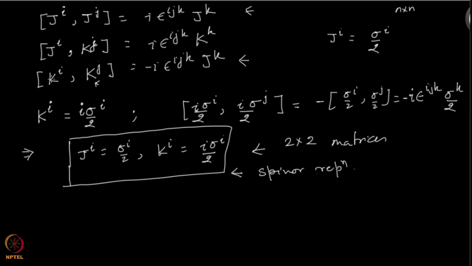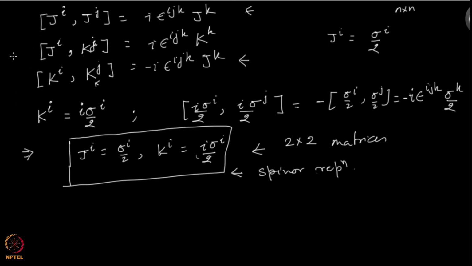and the last one, and I showed that if you take the generators to be half times Pauli matrices for the J's and I times half the Pauli matrices for the boost generators, then the first and the third commutation relations are satisfied. But that's not sufficient. We have to ensure that all the commutation relations are satisfied.